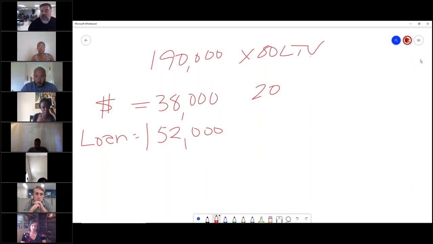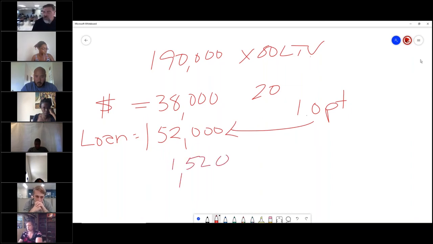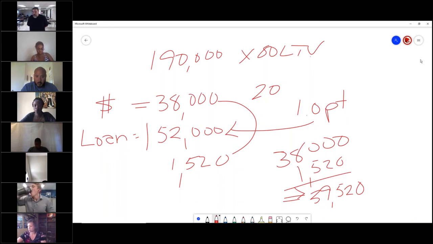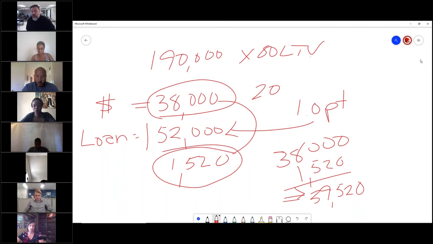And then you would figure the 1 point in this particular case on the loan amount, $1,520. So he would be bringing the 38 for the down payment and 1,520 in fees. So in this particular case, he would have to walk in the door with $39,520. The down payment and the fee for the loan. Are we good? Yes.